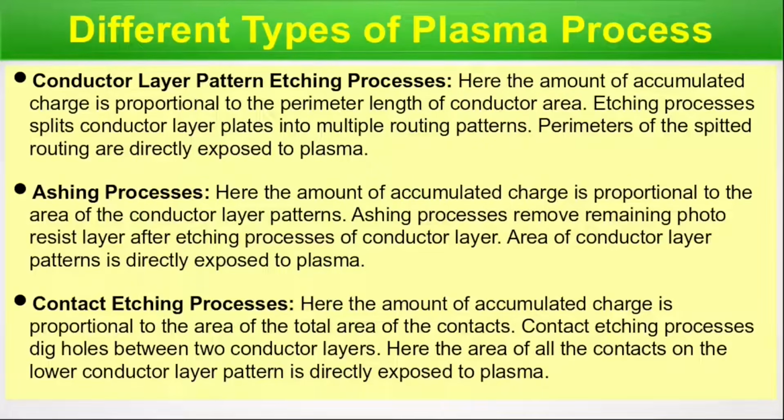Now you are familiar with the three different plasma processes that are used in semiconductor CMOS processing, and in these particular process steps, the plasma affects the metal layers and may create the antenna problem in different ways. We are done with this particular slide. Let's move on to the next slide.